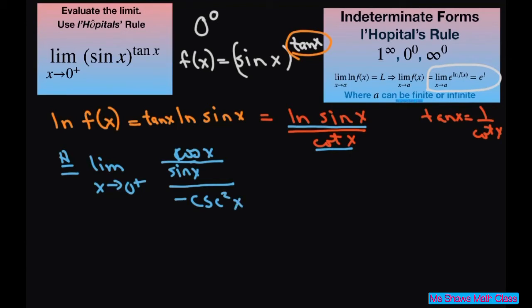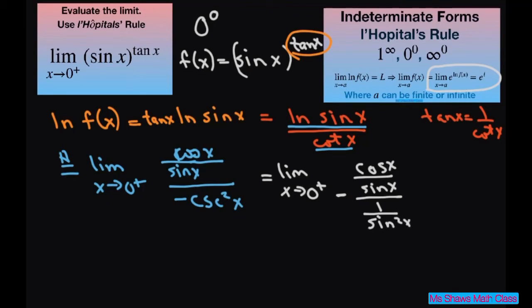All right. Now let's simplify this a little bit. This is going to give me the limit as x approaches 0 from the right. We have cosine of x divided by sine of x, and this is negative, 1 divided by sine squared of x.